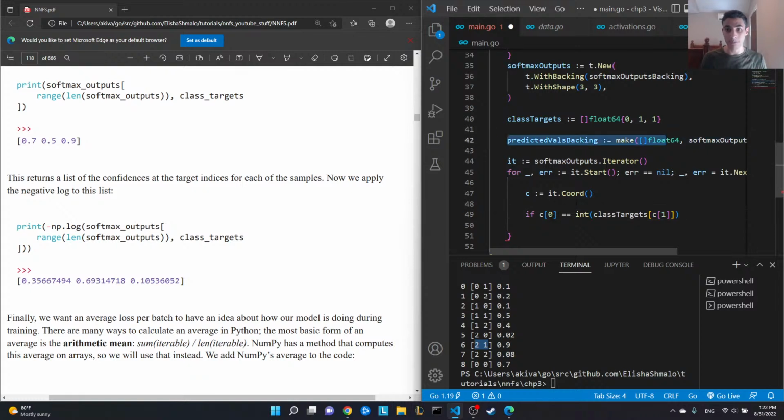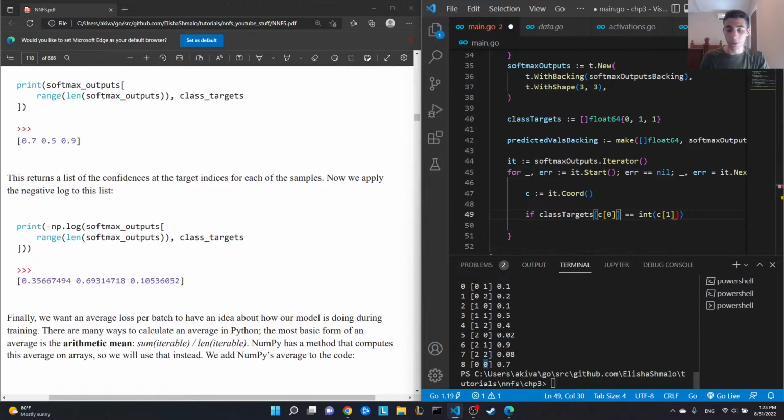Why? Well, let's take an example. When c is 0, 0, when it's the first coordinate, then c index 0 will be 0. So that means class targets index c index 1, so that's going to be 0 as well. So this will be class targets index 0, which is the first class. Hold on. I'm sorry, no. I messed this up. Class targets index c index 0.